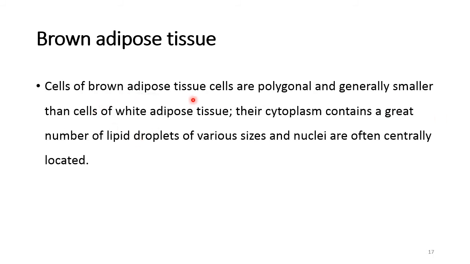The brown adipose tissue cells are polygonal and generally smaller than the cells of the white adipose tissue. Their cytoplasm contains a great number of lipid droplets of various sizes, and the nuclei are often centrally located, in the middle.